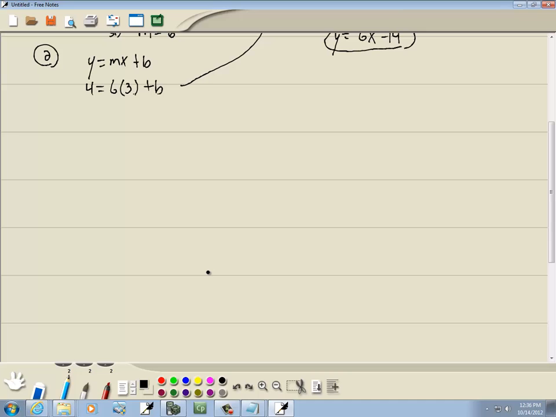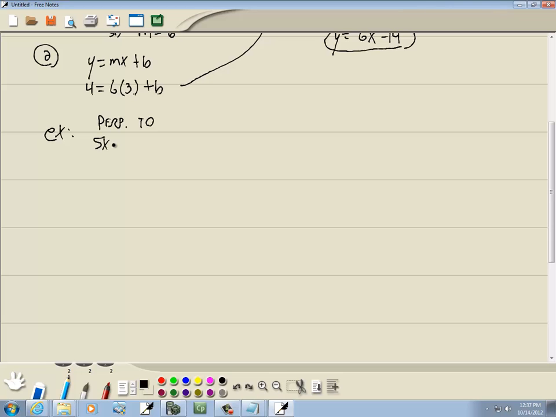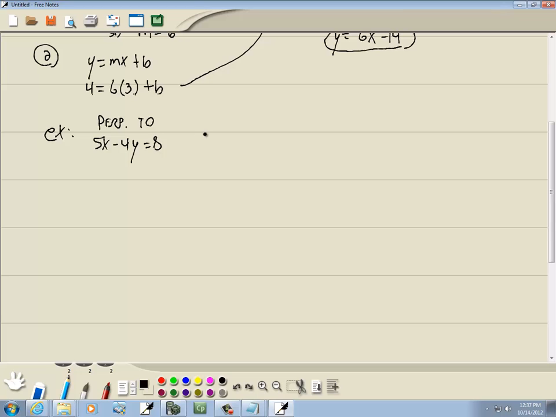Let's take a look at our second example. So it's perpendicular to 5x minus 4y equals 8. Then it passes through the point negative 1, negative 2. First step, find m. And then the first sub-step within that is to write the given line in slope-intercept form.